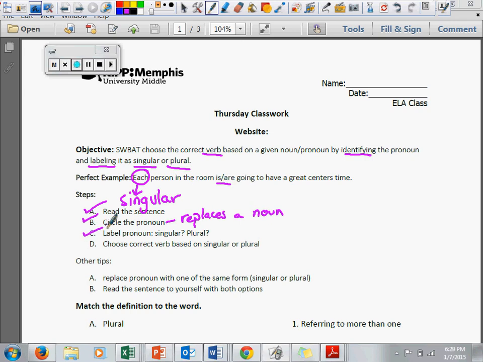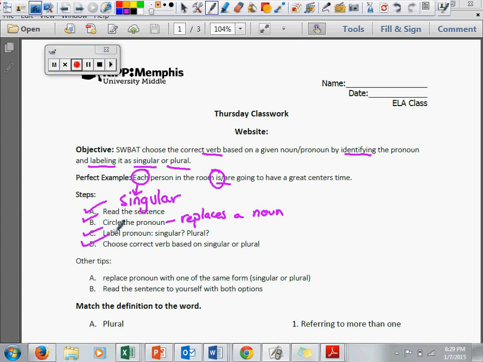So now I need to choose the correct verb based on singular or plural. And that is going to be, go ahead and circle, what do you think? Each person is going to have a great centers time. So that's how you do it. Check off all 4 steps.